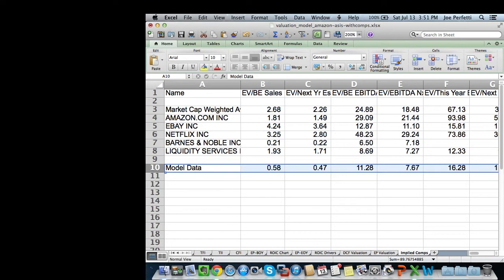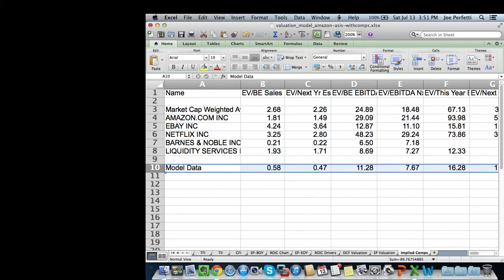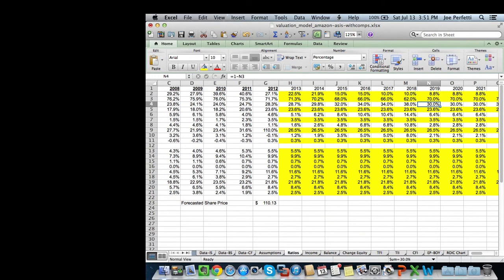Line number 10 should match Amazon.com. Yeah, this is the model data for Amazon. Well, again, here's what's primarily going to be different. This is at a share price now of, what are we at, $110 a share. So like I said, it's not going to match right now because we just created a weird share price. But if I undo this, 276. Now, Amazon today is probably not at 276.